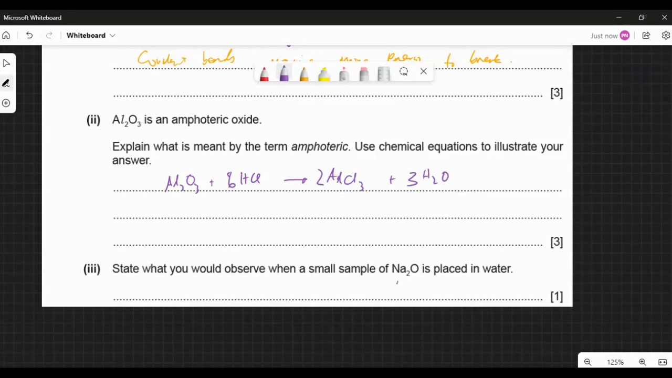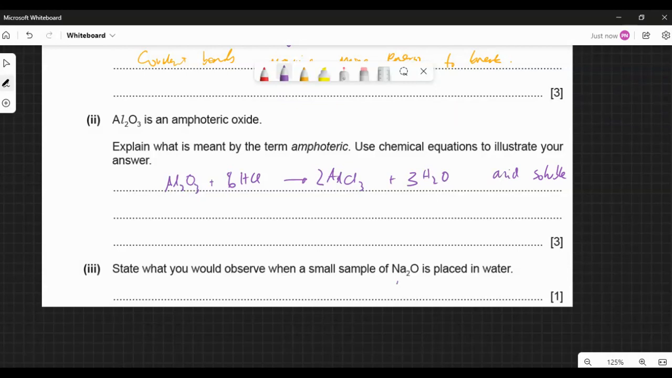How is the aluminium oxide acting there? It's acting as a? Yes, it's an oxide. It's acting as a basic oxide because it's reacting with an acid, yes? And so aluminium oxide will be acid soluble. Okay? It will dissolve in acids.